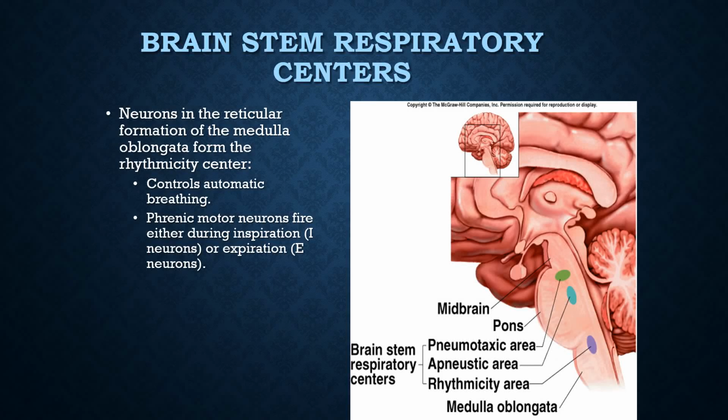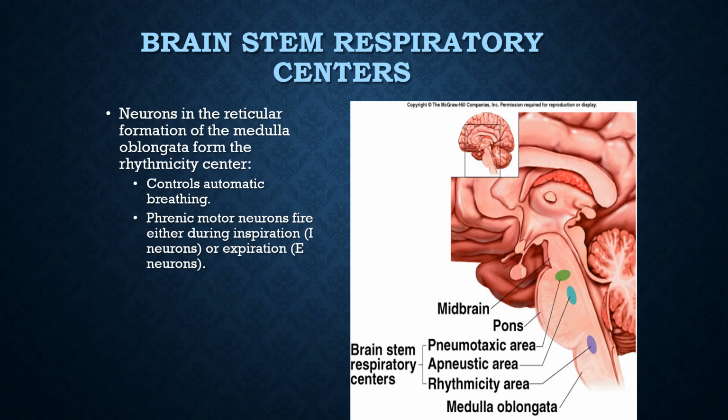Breathing is a rhythmic involuntary act. And so this is going to be controlled by the brainstem, particularly by the medulla oblongata and the pons. Within the medulla, we have the formation of neurons making the rhythmicity center. And so this is what controls our automatic breathing.